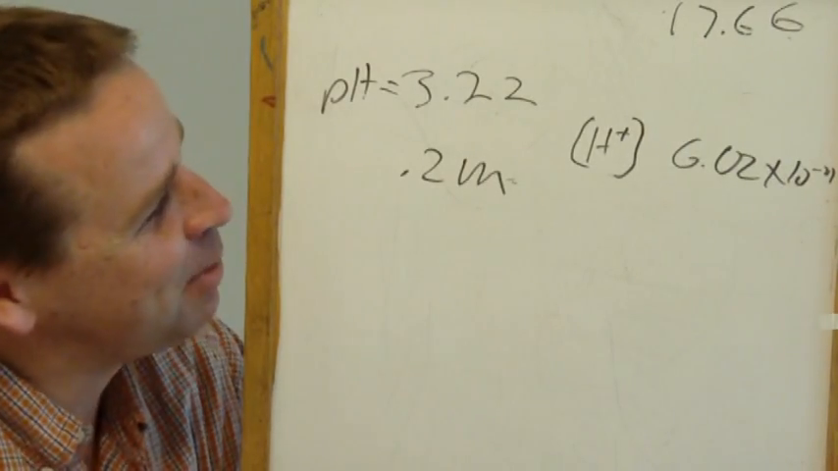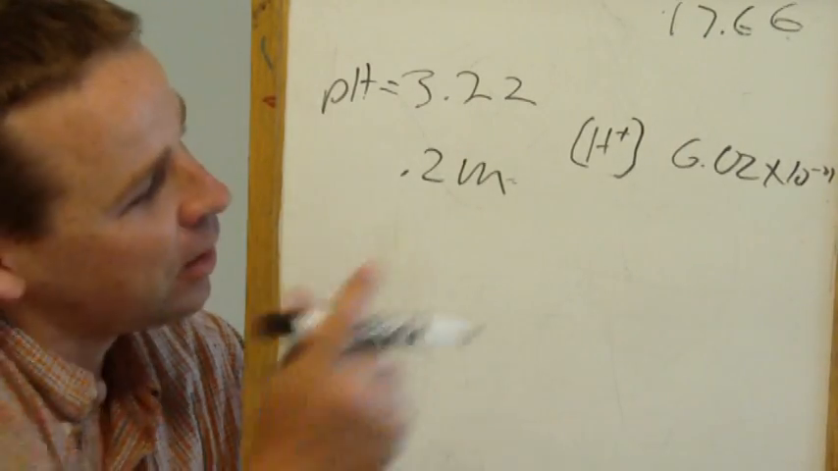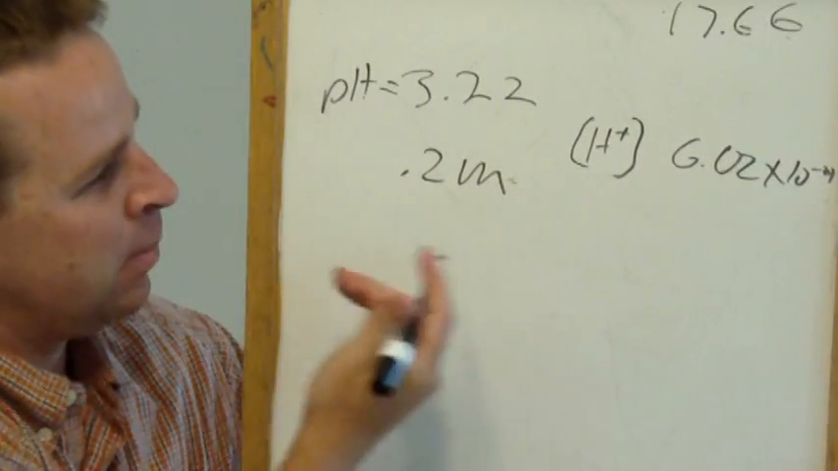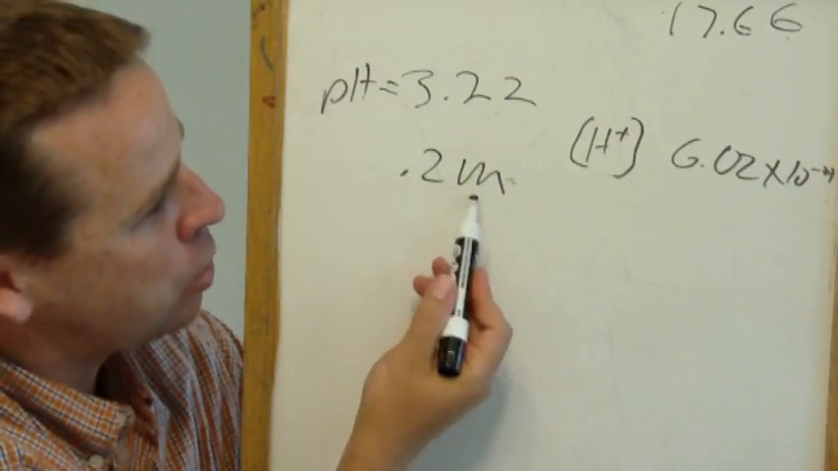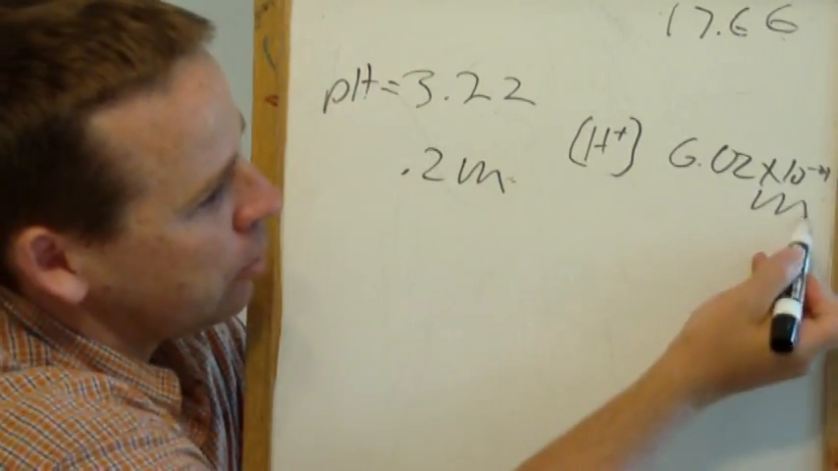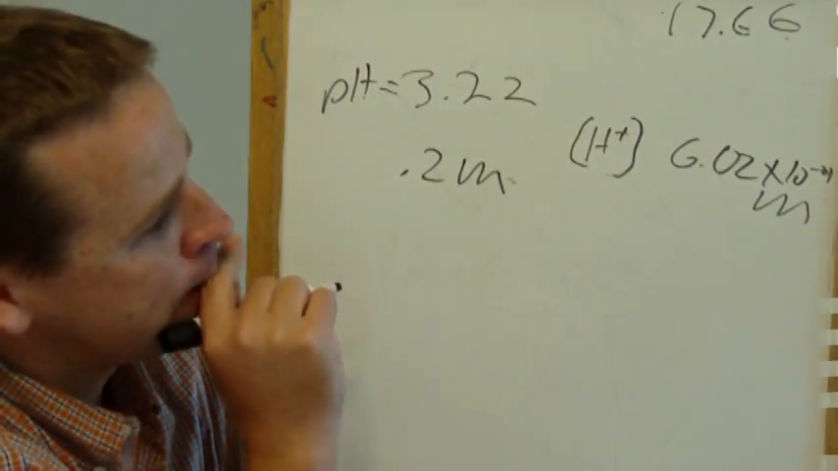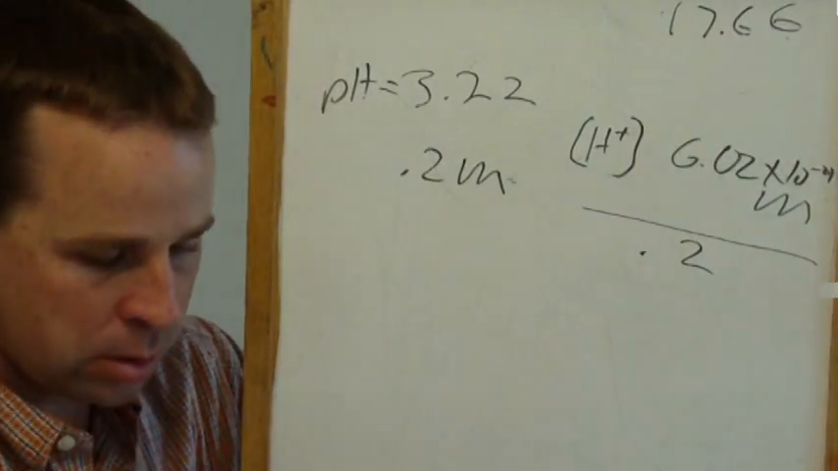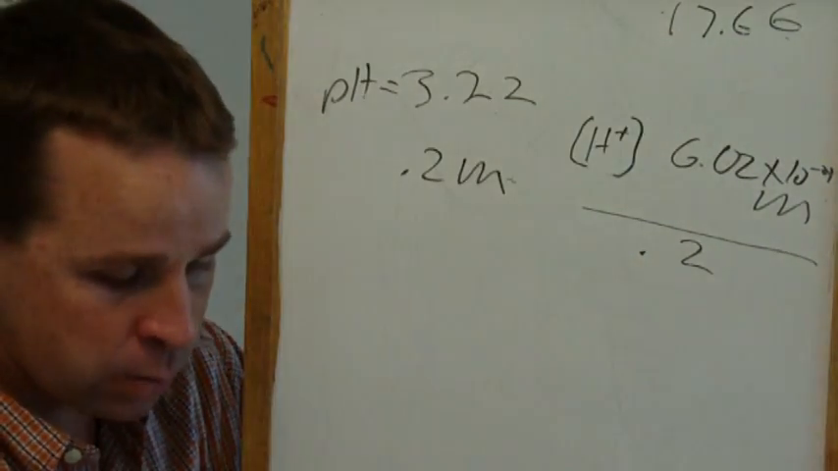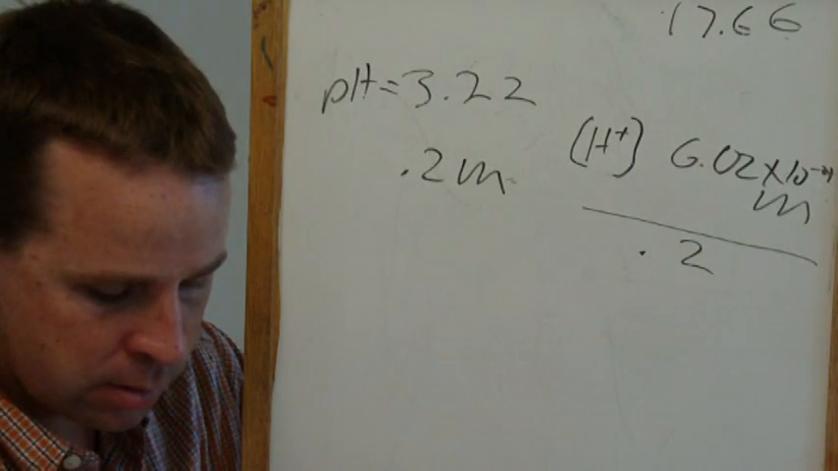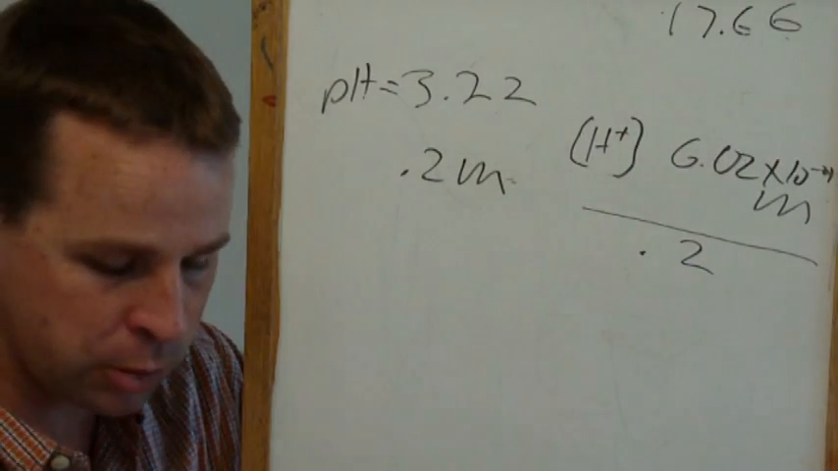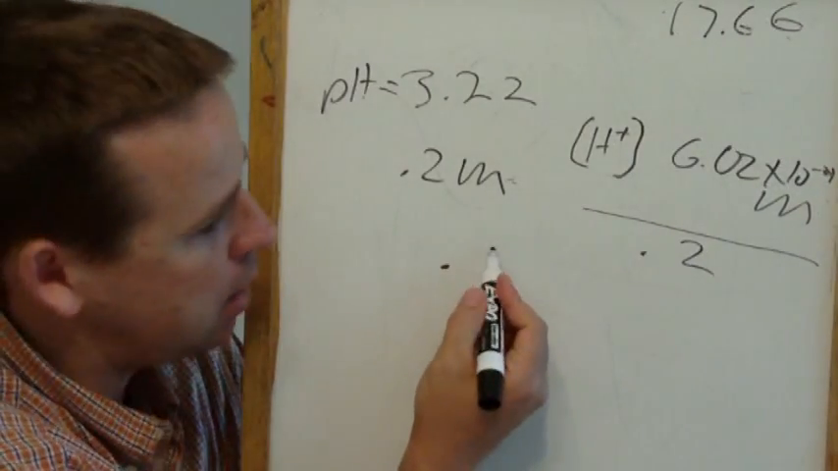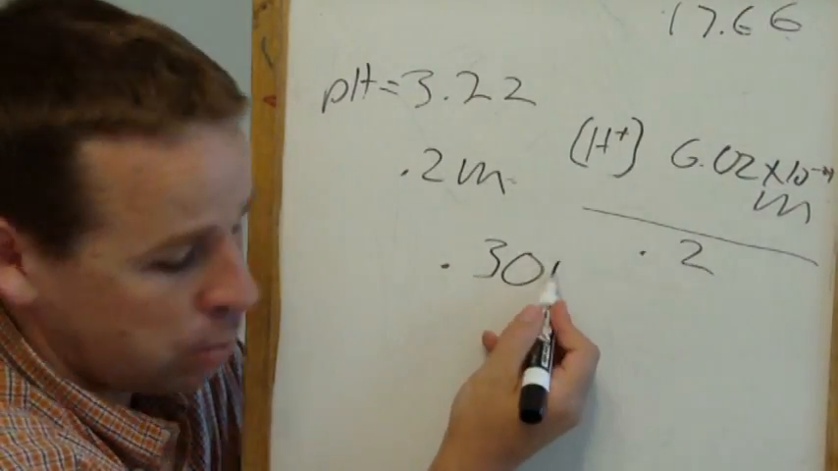Alright. 6.02 times 10 to the minus 4. And there's 0.2 molar. So this is molar, right? And out of 0.2 molar. So if we take the 6.02 over 0.2, that'll give us the fraction, and then we multiply that by 100. And that tells what percent is actually ionized. And the percent there is 0.301.